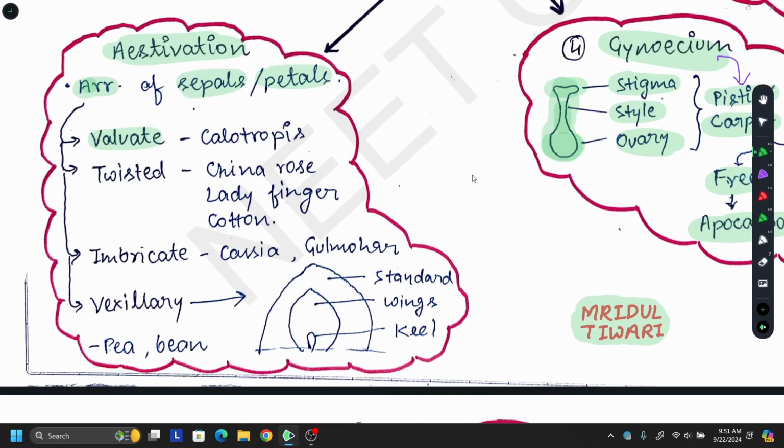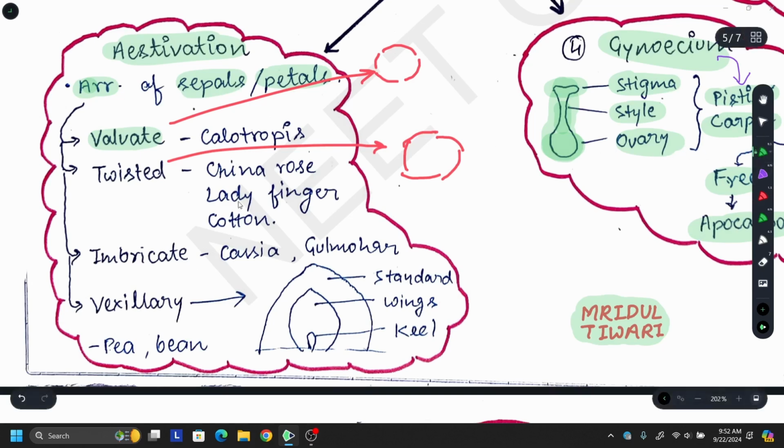In valvate estivation, the arrangement is like this. These are the sepals or petals in valvate estivation. None of the petals or sepals overlap each other. This is valvate estivation, and it is seen in calotropis. In twisted estivation, the arrangement is something like this. One end of a petal or sepal overlaps the other end of the next petal or sepal. This is what we call twisted estivation, seen in China rose, ladyfinger, and cotton.